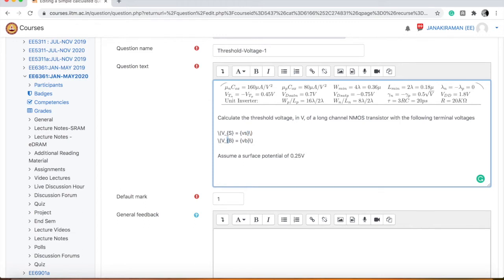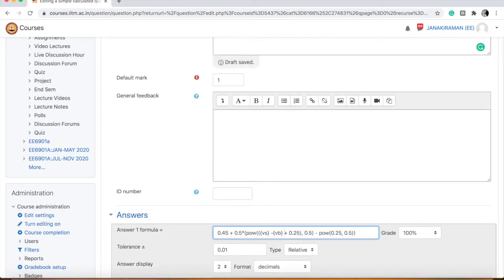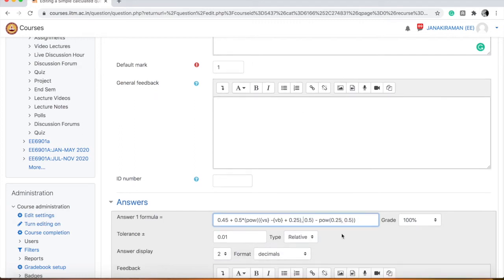Similarly for Vb, and I am going to now set my answer as I showed you in my slide earlier as 0.45 plus 0.5 into POW of Vs minus Vb plus 0.25 comma 0.5 minus this POW of 0.25 comma 0.5 again.